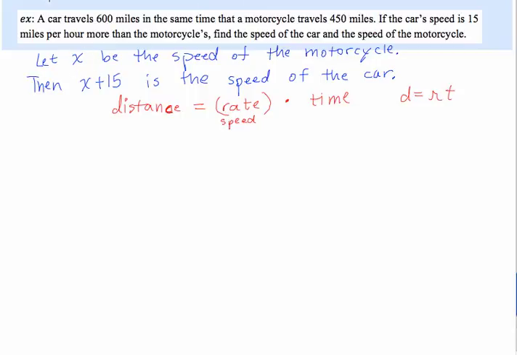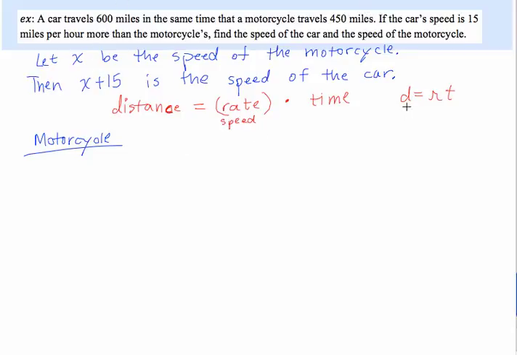Okay, now it says a car travels 600 miles in the same time that the motorcycle travels 450 miles. Okay, so let's look at the car and the motorcycle separately. So first let's look at the motorcycle over here. Make sure you label which one you're working with. So I'm working with the motorcycle. Label that. Now let's write this equation out for the motorcycle. Okay, now we know that the motorcycle can travel 450 miles in the same amount of time that the car travels 600 miles.